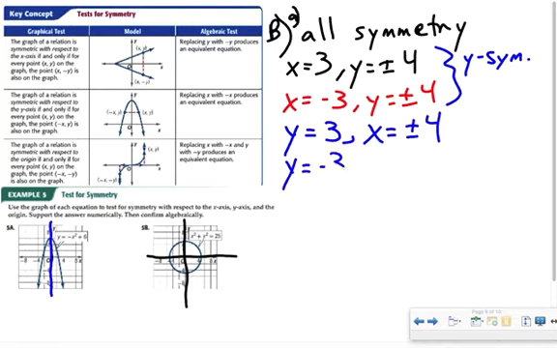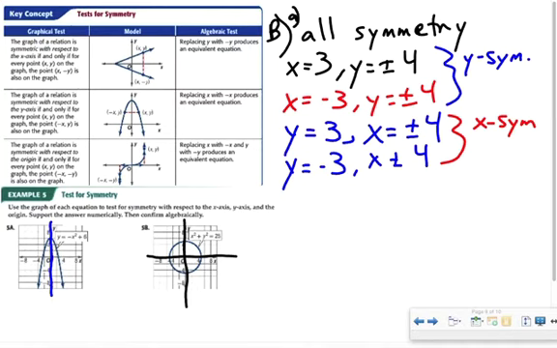And if I plug in negative 3, and this is truly symmetrical over the x-axis, then x will equal positive or negative 4 again. So negative 3 squared is 9, 25 minus 9 is 16. Square root of x squared equals 16 means that x equals, sure enough, positive or negative 4. And we have just shown this x symmetry.